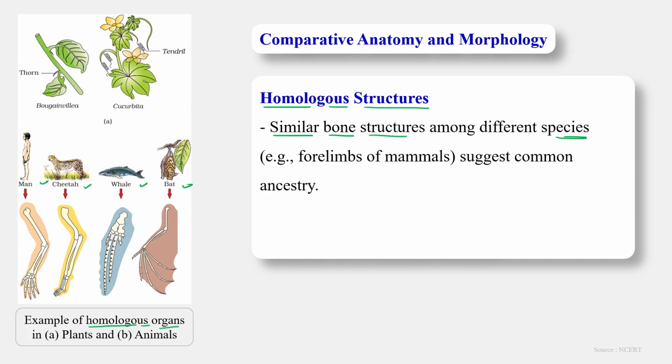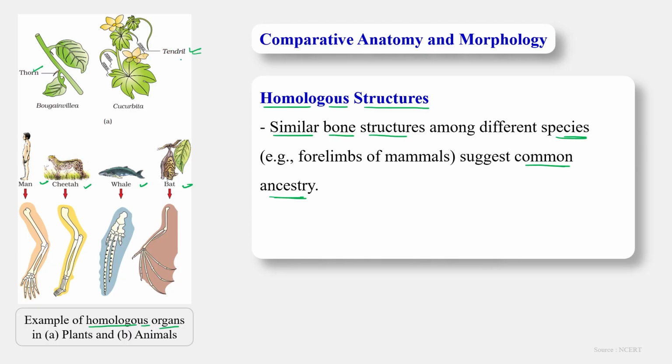So similar bone structure among different species, like forelimbs of mammals, suggests that they all have common ancestry. Similarly, in plants, like in bougainvillea, some leaves convert into thorns, and some leaves convert into tendrils.